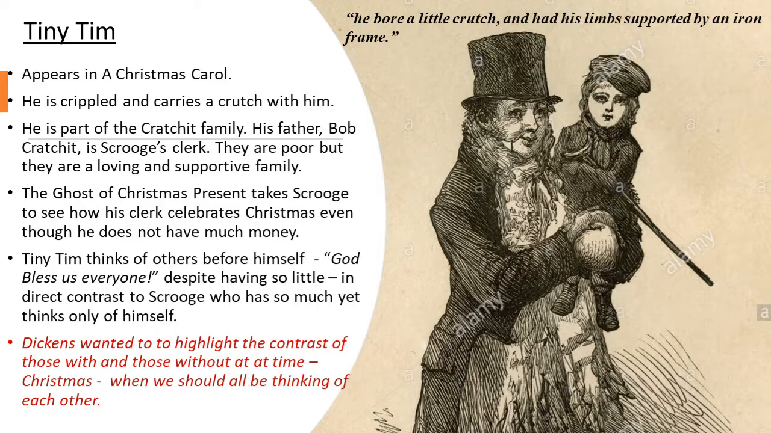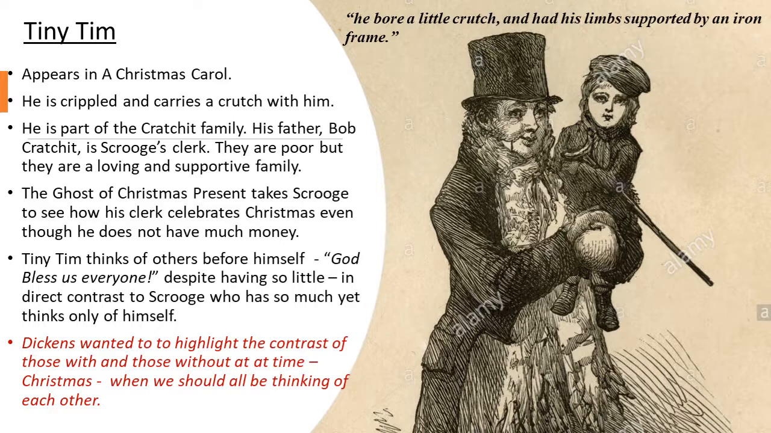Okay, so first we have Tiny Tim. He appears in A Christmas Carol. He is crippled and carries a crutch with him. He is part of the Cratchit family. His father, Bob Cratchit, is Scrooge's clerk. They are poor, but they are a loving and supportive family.